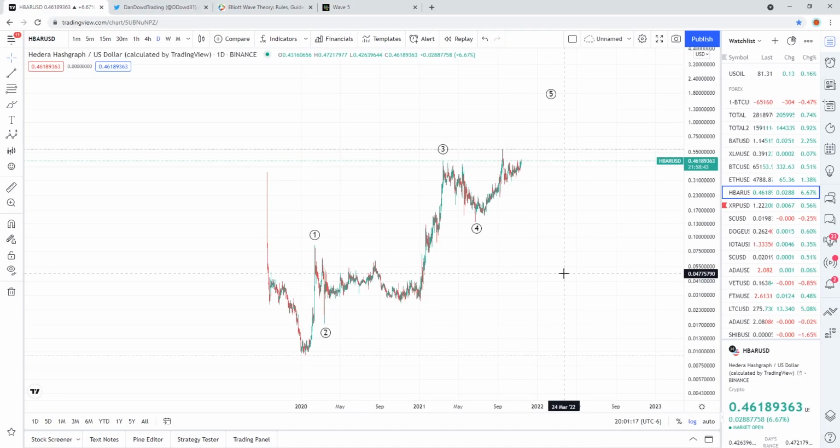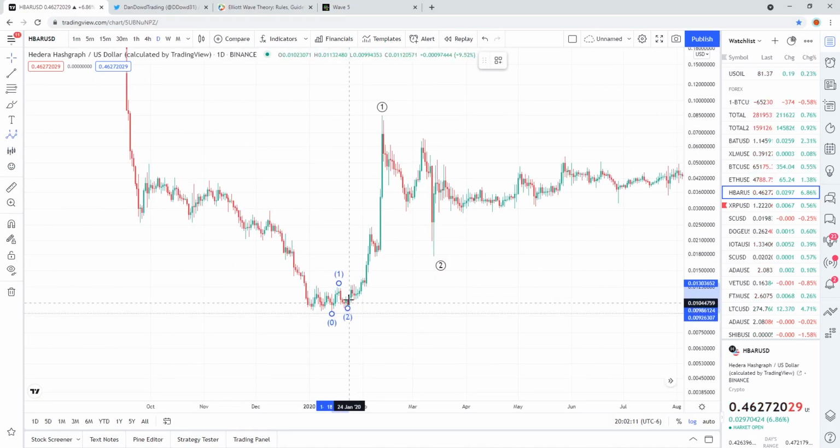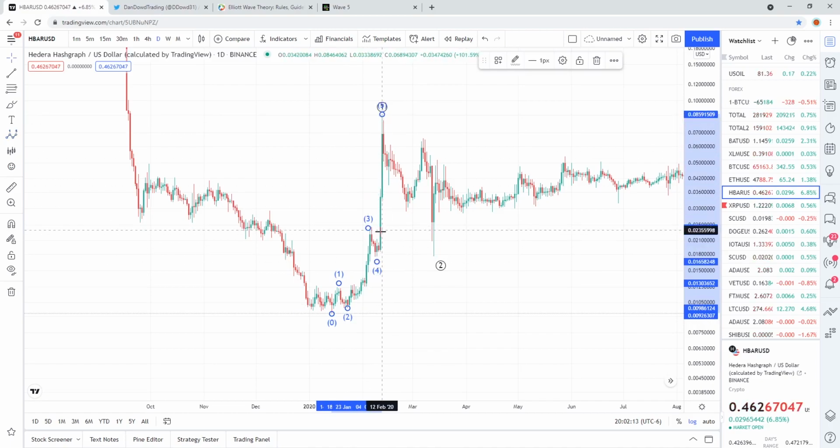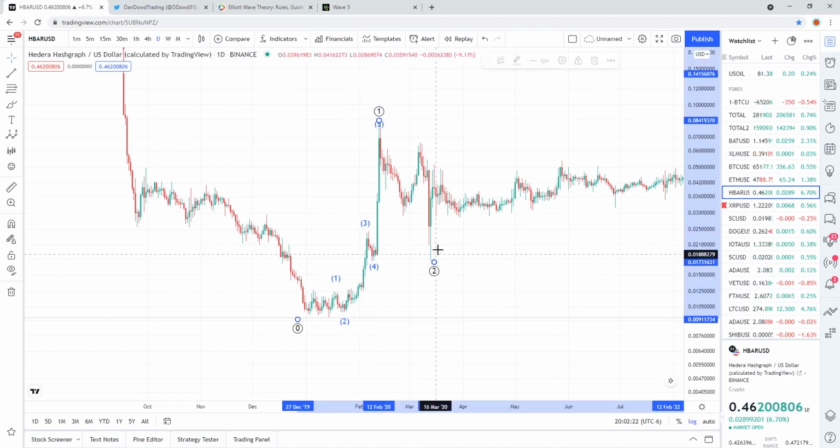First thing that I wanted to go over with you guys is my Elliott Wave count on Hbar. I believe that this is wave 1, 2, 3, 4, and it is going on to set wave 5. If you take a closer look at primary wave 1, there is 5 intermediate waves upwards, and that is what you see within primary waves. There are 5 waves up in an impulse wave and 3 waves down in a corrective wave.